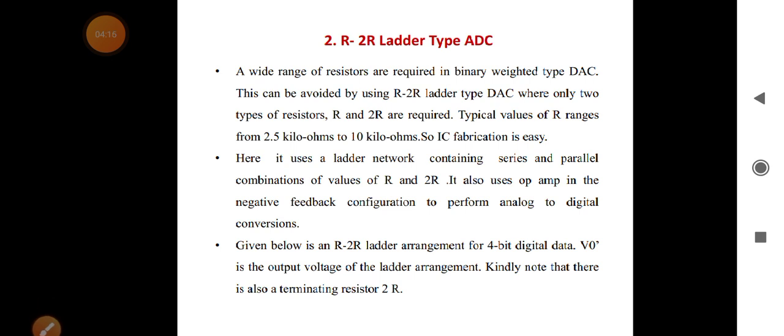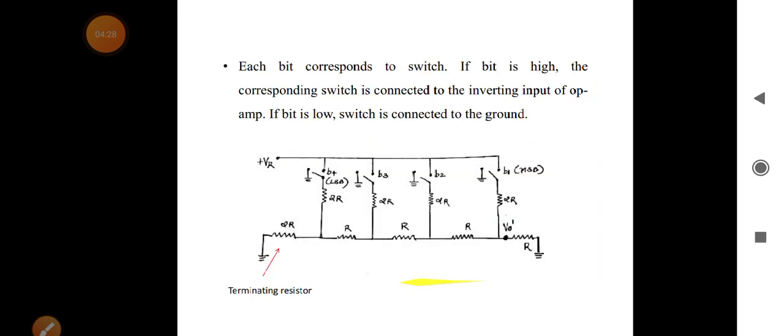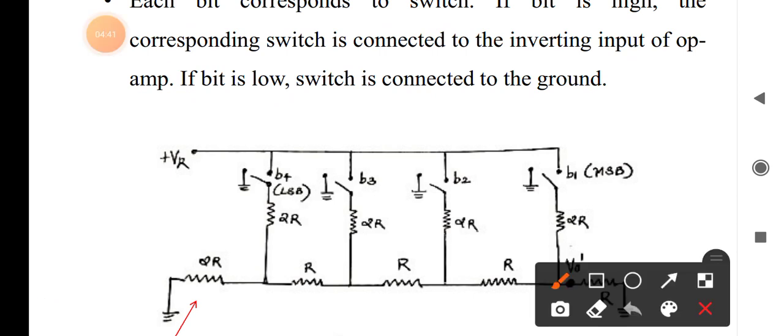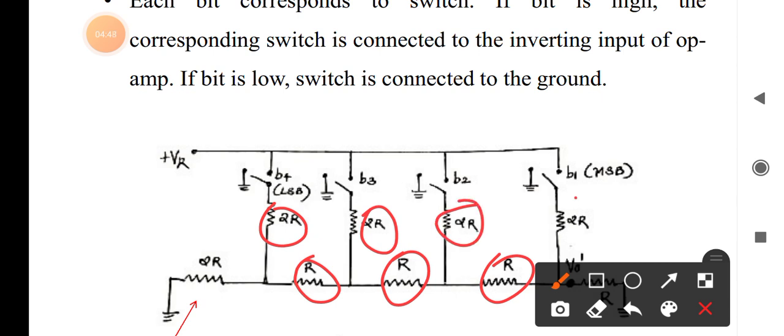So given below is an R to 2R ladder arrangement for a 4-bit digital data. V0 is the output voltage of the ladder arrangement. Kindly note that there is also a terminating resistor 2R. So this is that R to 2R ladder type of resistor arrangement. So here we are having two types of resistance, that is R and 2R.